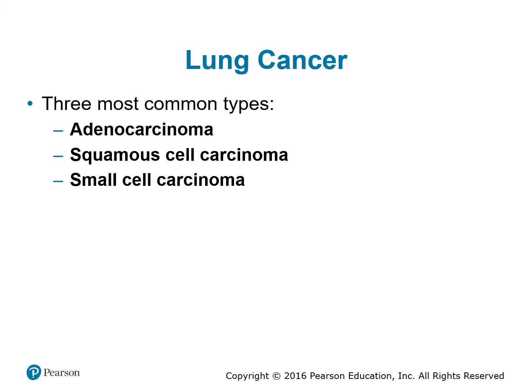Between 20 and 40% of the cases are squamous cell carcinomas, and they arise in the bronchial epithelium. And then the remaining 20% of the cases fall under the classification of small cell carcinoma. And these carcinomas contain lymphocyte-like cells that originate in the primary bronchi and subsequently metastasize.